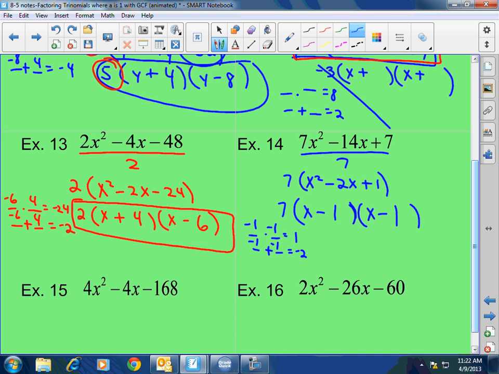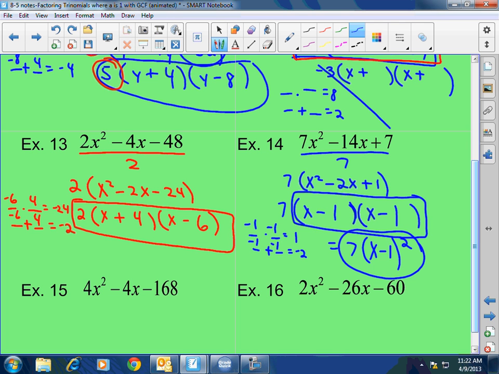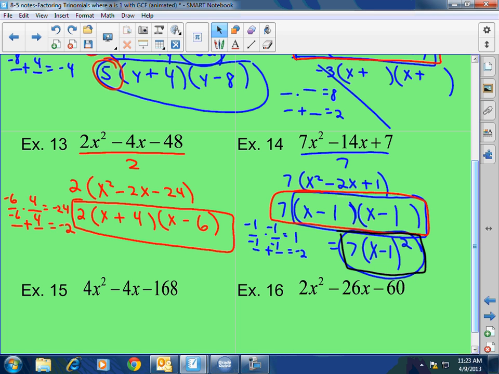Very good. But now, guys, when you have an x minus 1 and x minus 1, isn't that the same thing as saying 7 times x minus 1 squared? Very good. So either or, you could have written this one down, or you could have done this one. Either one I would have accepted. Either one I would give you the credit for. Is that fair? Sure.